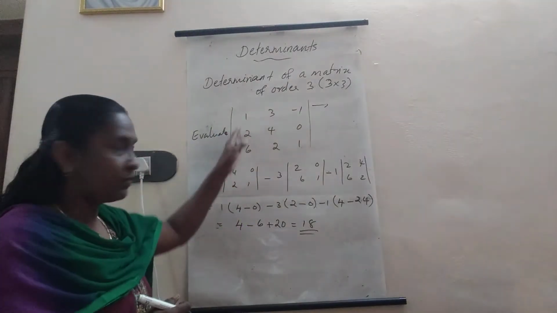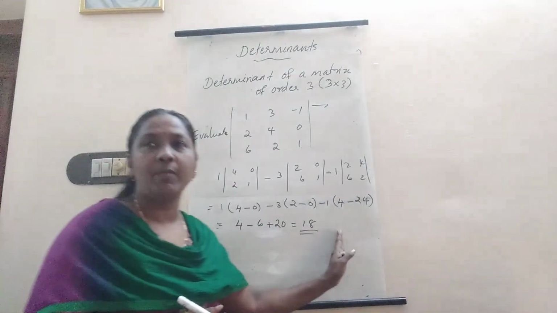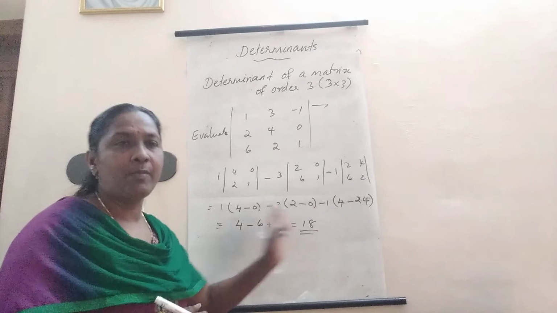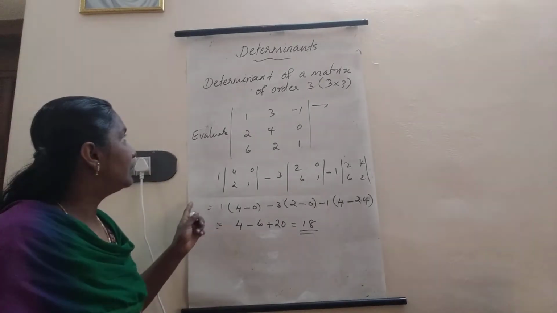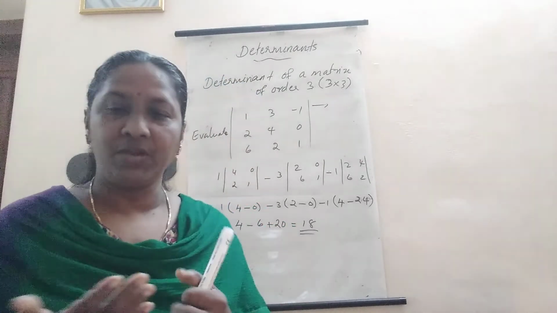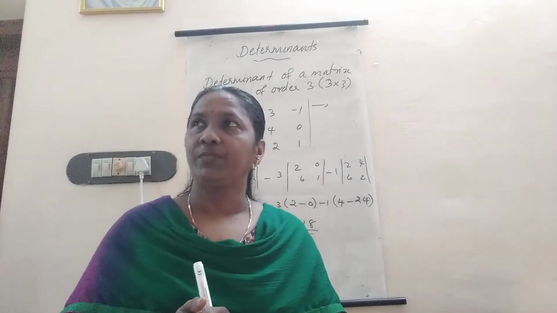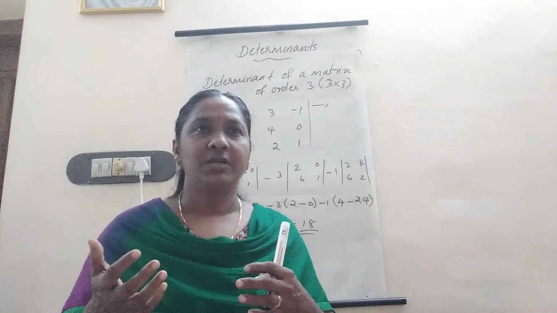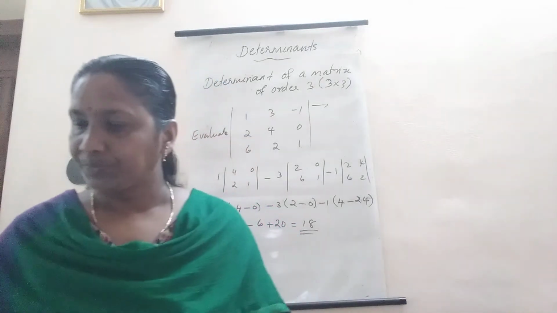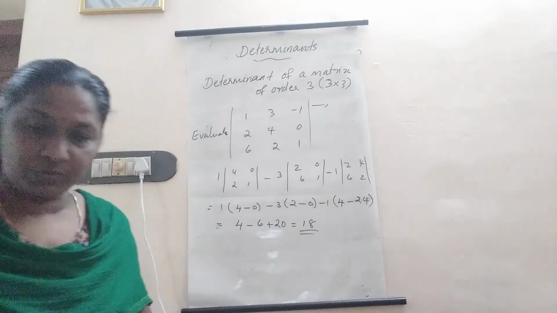If you use the first column also, we will get the same answer. If you use the second column, we will get the same answer. So this is the determinant of a matrix of order 3. How can we find the determinant of a matrix of order 3? In terms of second order matrices. So some other questions we can do.